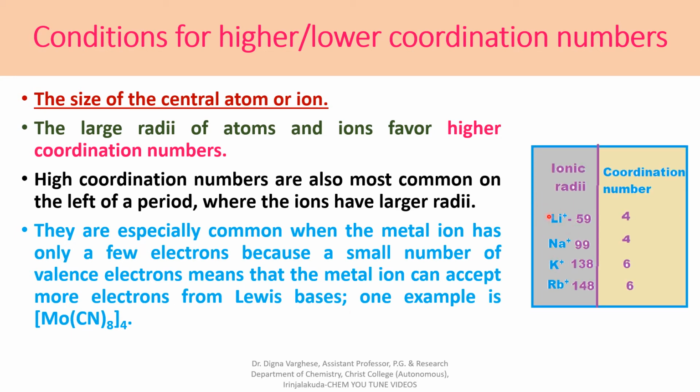So you can see from this table the ionic radii of the lithium ion is 59, sodium ion is 99, and for potassium ion 138 and rubidium 148. You can see its coordination number. For lithium 4, sodium 4, but for higher coordination numbers, 6 is for potassium and rubidium ions. So as the radius increases, the coordination number also increases.